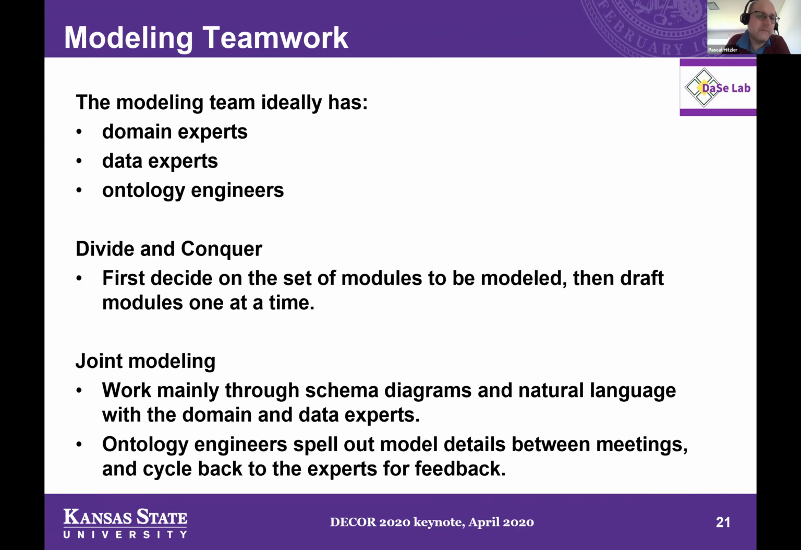We usually have a modeling team: domain experts, data experts, and ontology engineers. We use a divide and conquer approach. We first decide on a first set of modules to be modeled, draft the modules one at a time, and then glue them together. That's not how it's traditionally done, but that's how we do it. We also work mainly through schema diagrams in natural language with domain and data experts, with the goal that the ontology engineers don't have to become domain experts, and the domain experts don't have to become ontology engineers. They shouldn't; it's not what they primarily do.